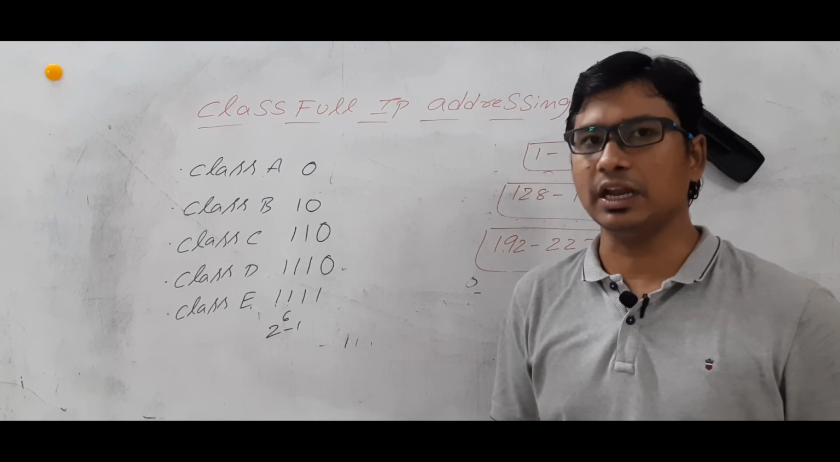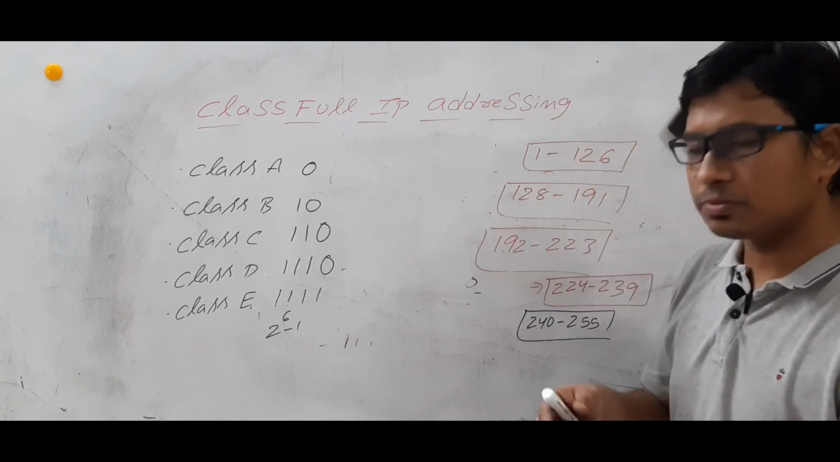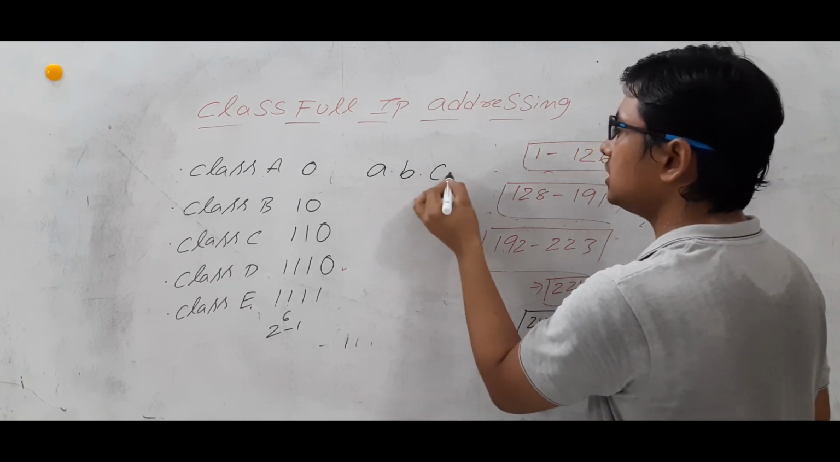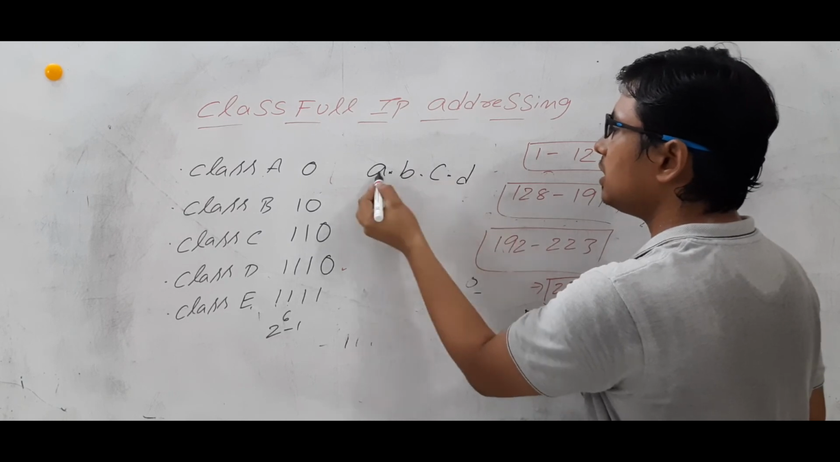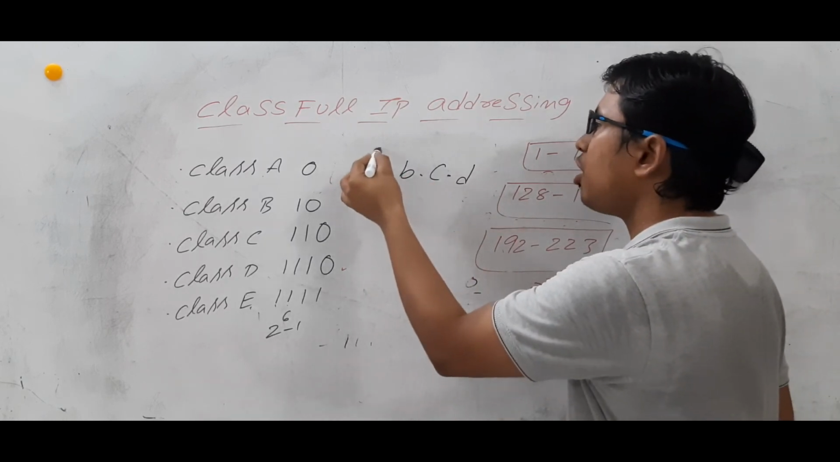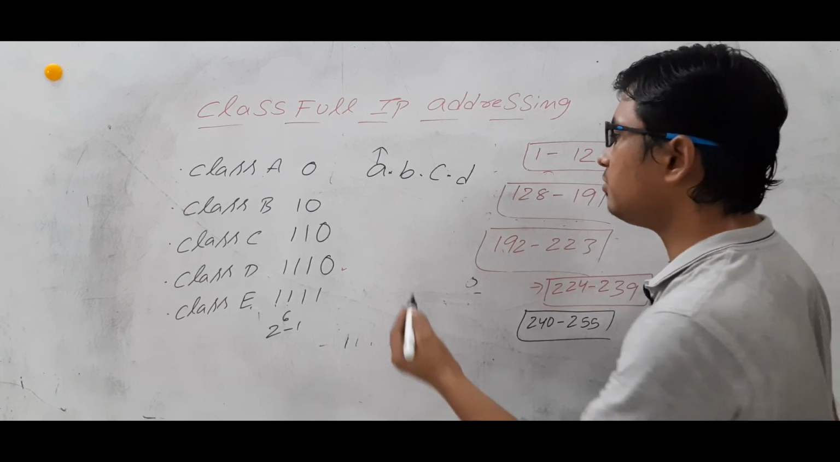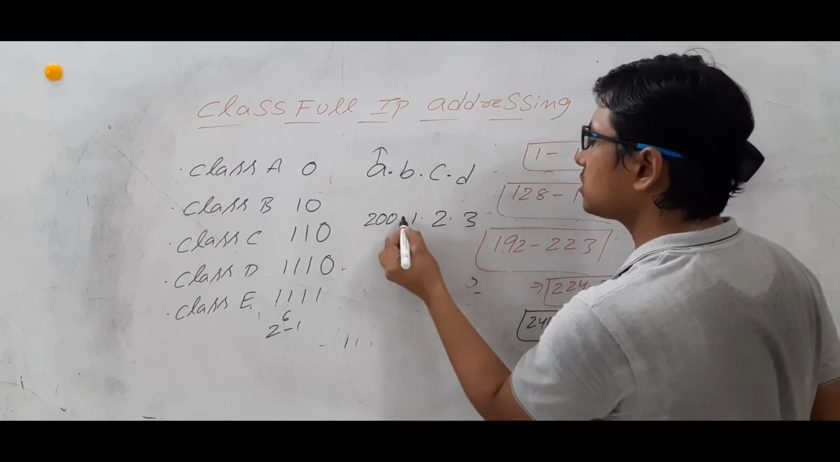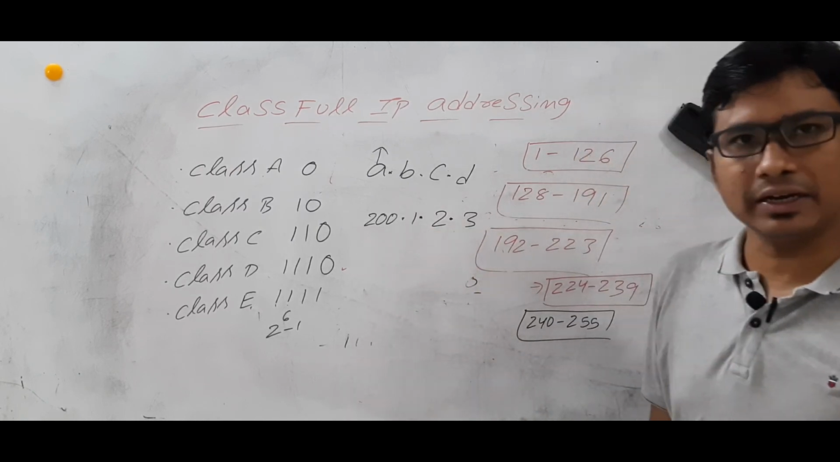So what I want to say from this is that by looking at the first octet in the IP address, because the IP address is represented in dotted decimal representation. Am I right or wrong? What is meant by dotted decimal representation? We will represent it as A dot B dot C dot D, and these A, B, C, D are in the form of decimal numbers. So let me give a small example. Let's take 200.1.2.3. So this is one IP address I have taken.